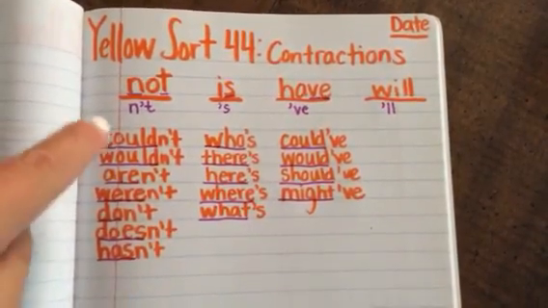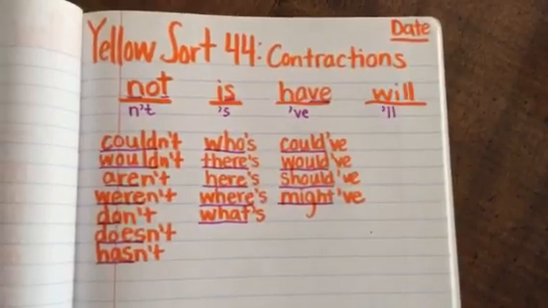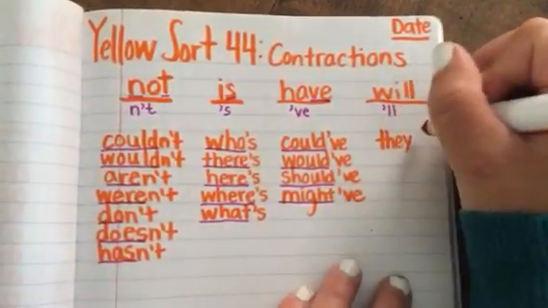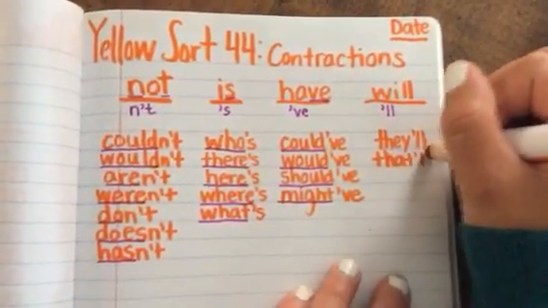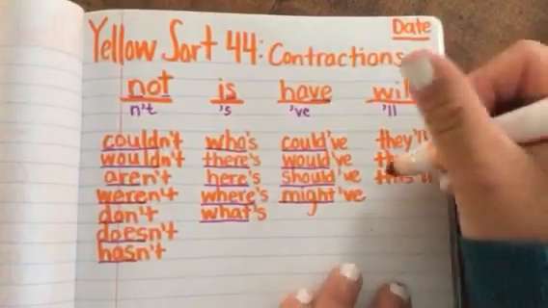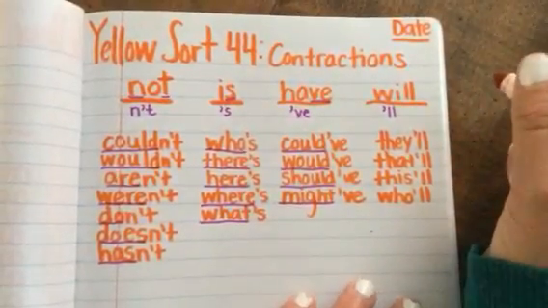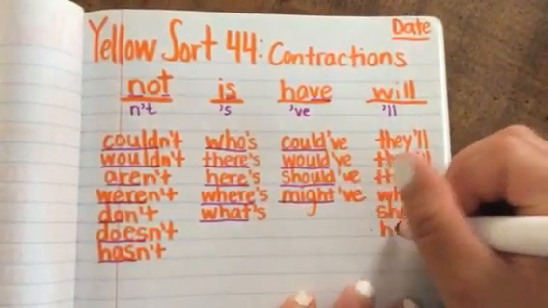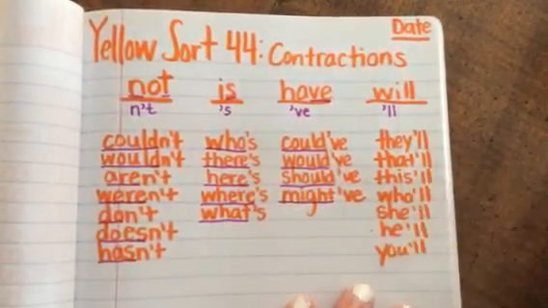And our last category, so there were 7 nots, 5 is, 4 have, and for will, there are 7, just like the nots. So we have they'll, they will, they'll, that'll, that will, that'll, this'll, this will, this'll, who'll, who will, who'll, she'll, she will, she'll, he'll, he will, he'll, and you'll, you will, you'll.